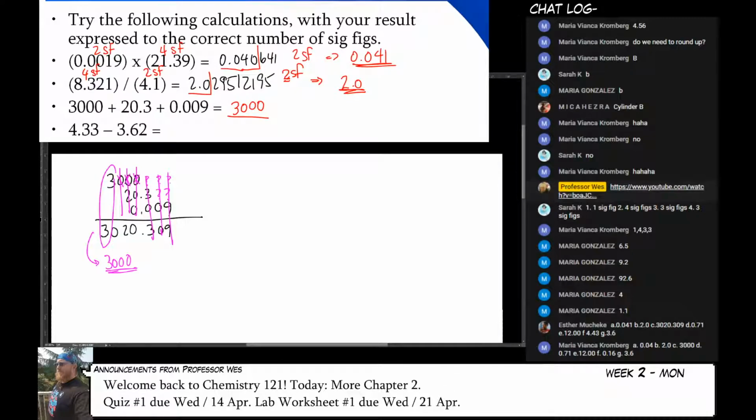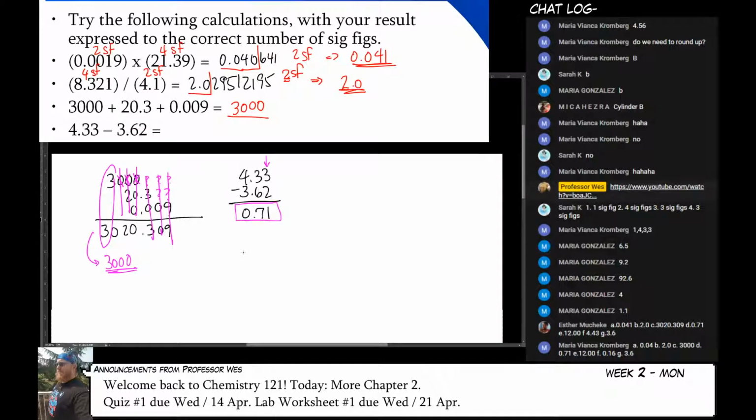All right, for the last, or this problem, let's see here. So we've got 4.33 minus 3.62. We'll do the subtraction. 13 minus 6 is 7. 3 minus 3 is 0. And then I will look from right to left. So we'll look here. Oh, there's a digit in all of those, so I get to keep the whole thing. So this is just the answer to report.